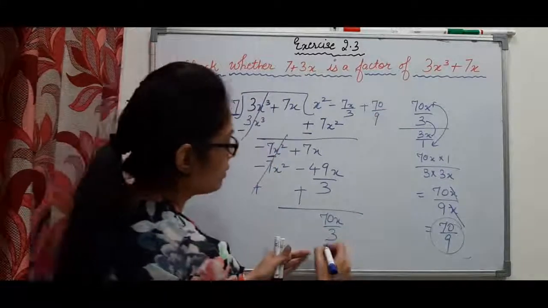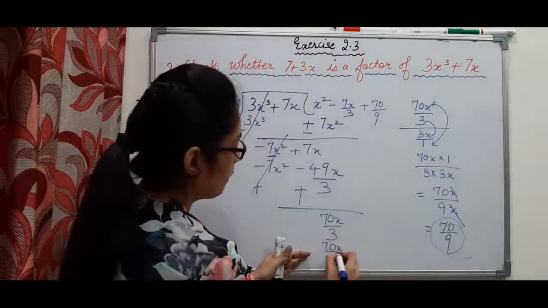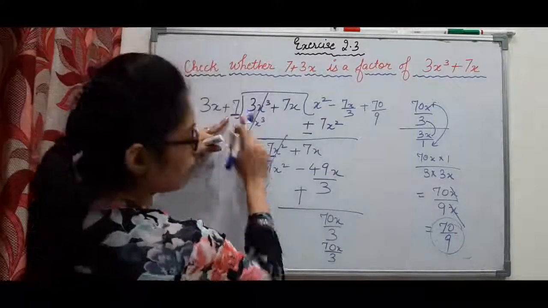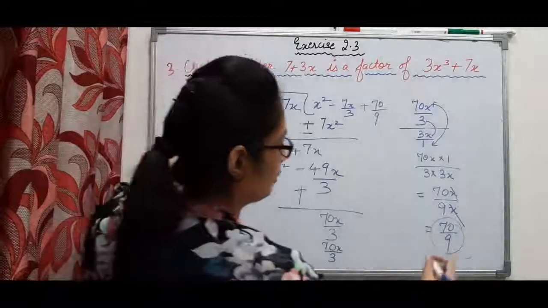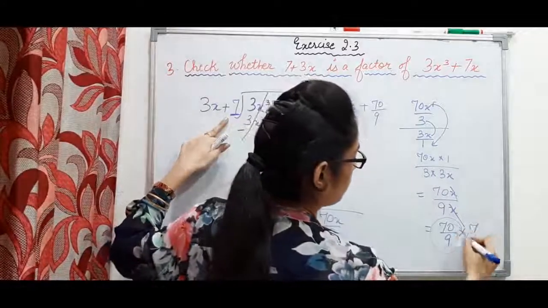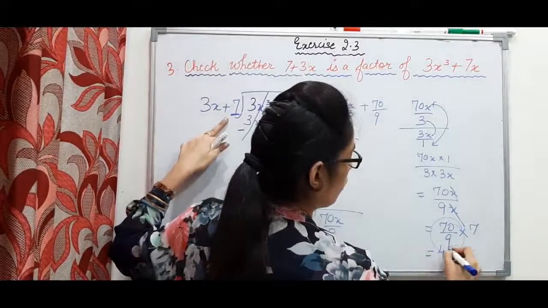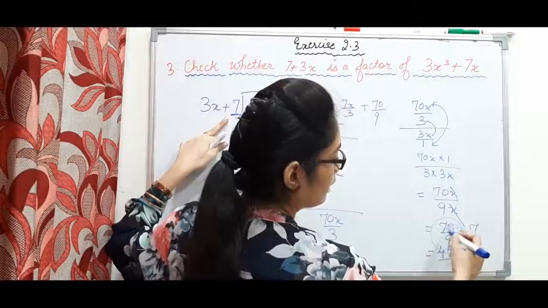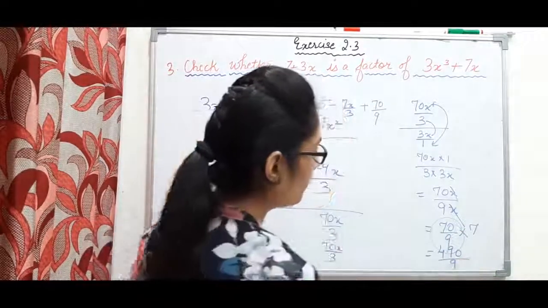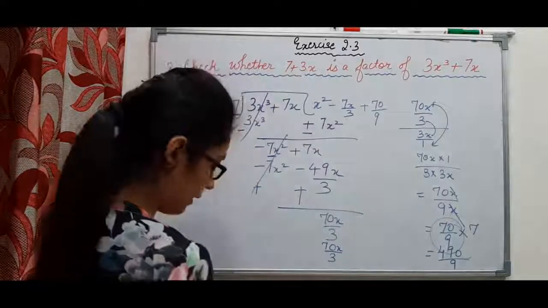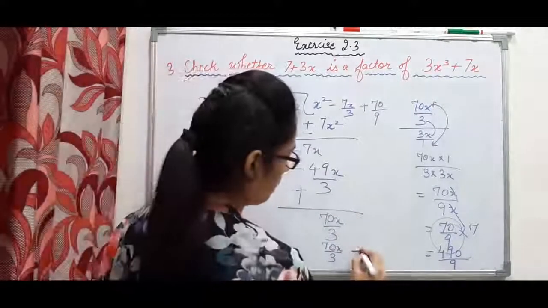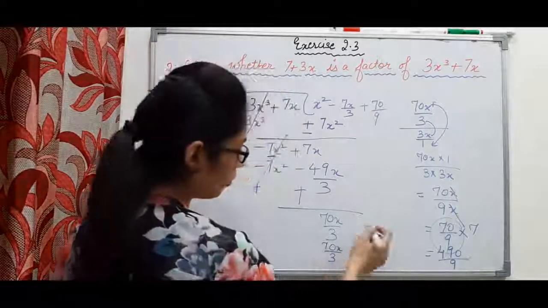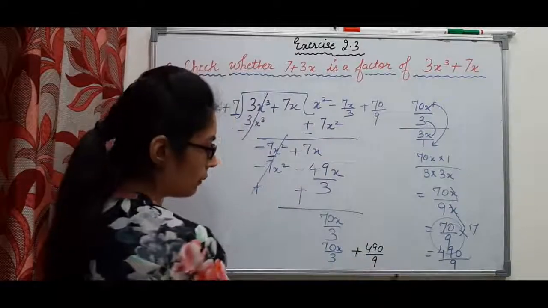Here you can write the same term 70x by 3. Sign you can change afterwards. Now this 7 you have to multiply with this, into 7. So you will get 490, because 70 into 7 will be 490 by 9. So that you can write here, plus 490 by 9. Because we don't have any other term, separately we can write.